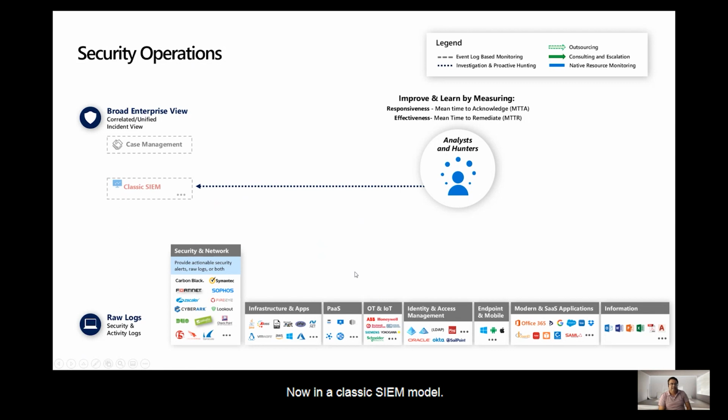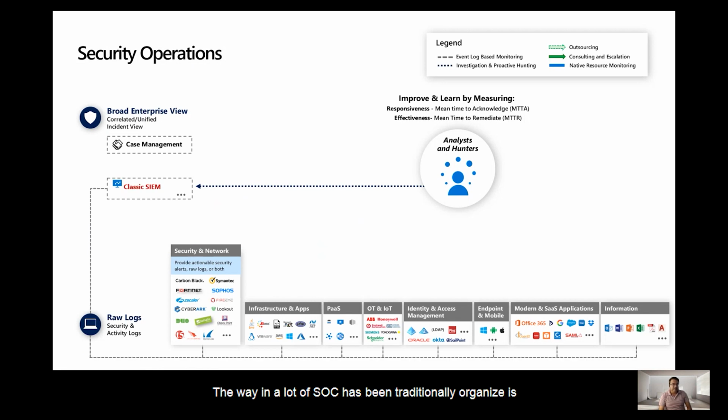Now, in a classic SIEM model, the way a lot of SOCs have been traditionally organized is that we will collect vast amounts of data from the entire different infrastructure on which we are sitting, like security, network, infrastructure, application, PaaS services, endpoint, server data, SaaS applications, information at times as well. All of this data is collected and all of these events are aggregated at the SIEM level. That's a classic SIEM model.